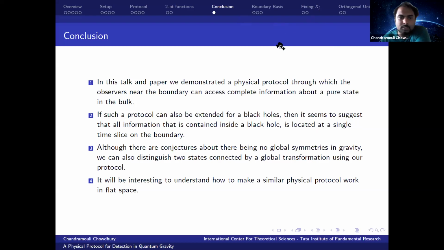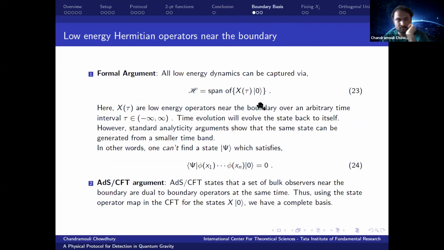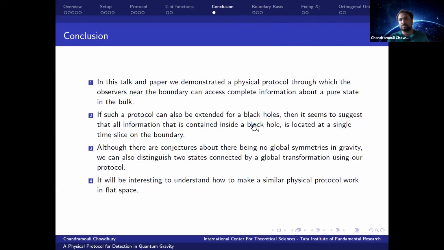So as I said in this talk and in the paper, the main point is that we demonstrated a physical protocol through which the observers near a boundary can access complete information about a pure state in the bulk. If such a protocol can also be extended for a black hole, then it seems to suggest that all information that is contained inside a black hole is located at a single time slice on the boundary. But like I said, this strongly relies on an if. As of now, we don't have a working protocol which works with black holes for various reasons, but okay, we can discuss that.